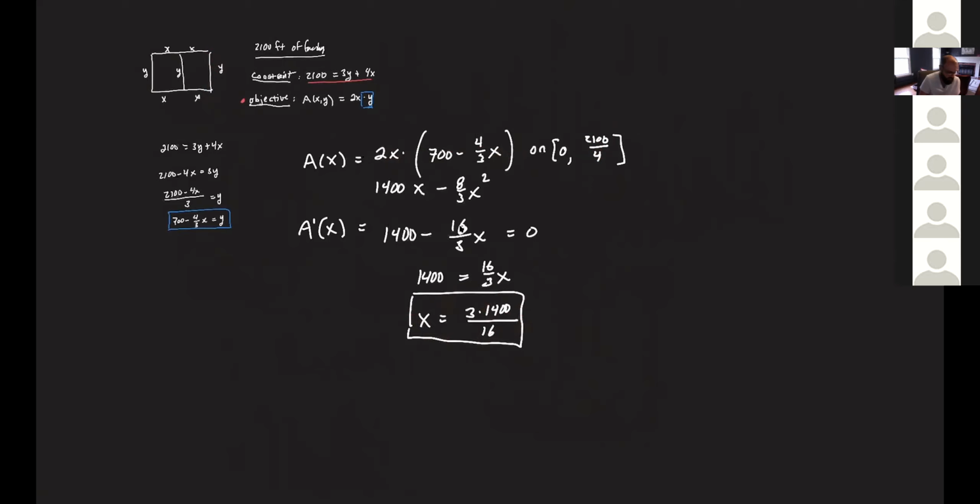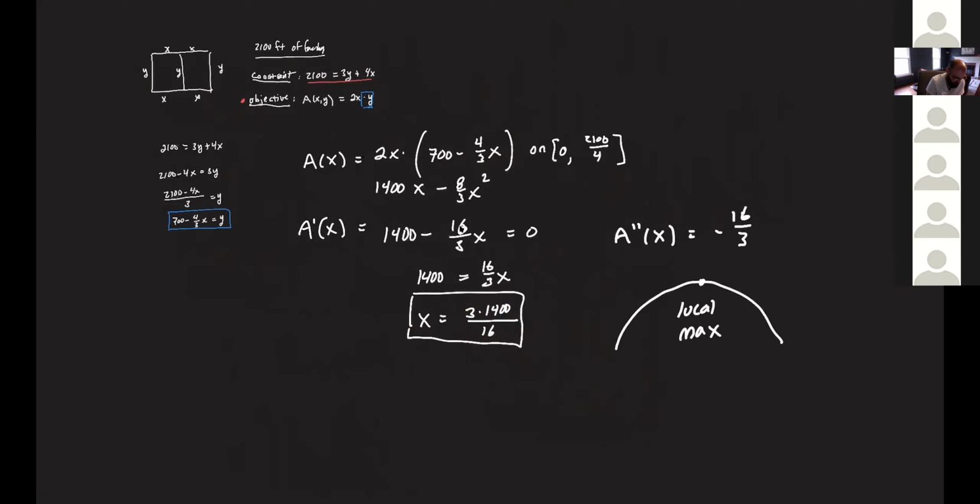Now, the last thing we have to do is check: is this a local max or a local min? In this particular case, I think using the second derivative test is the easiest thing to do. So we take the derivative of this again, and you get 0 minus 16 over 3. So this is negative. It's always negative, which means my graph is always concave down, and so my critical point should be a local max. What this tells me is that my maximum value is going to occur when x is this number right here.